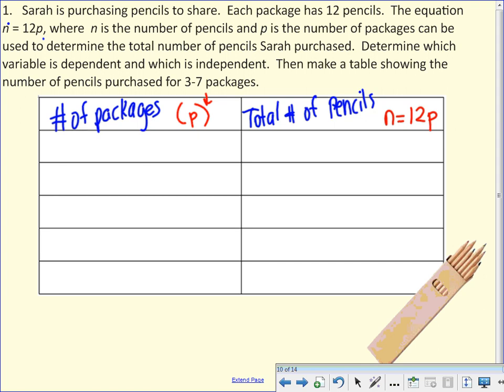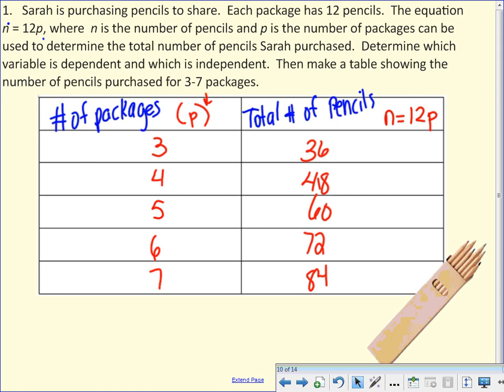So now I know I'm going to take whatever P is and multiply it by 12. They only want to know for packages 3 through 7, so I'm filling in my table with only those numbers. Does everybody see why I didn't start at 1, or does somebody want me to explain why we didn't start at 1? Okay. So what is 12 times 3? 36. Yep. Times 4 is 48, 60, 72, and 84. Anything else? No questions?